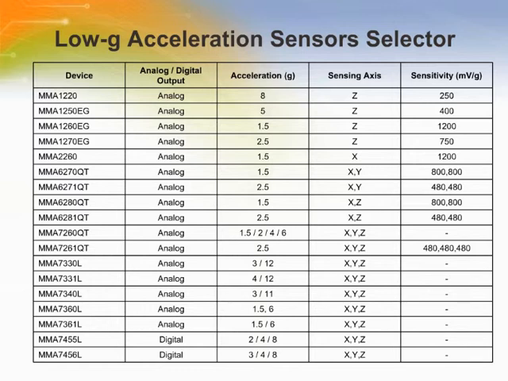Freescale's G-Select low G acceleration sensors are designed to detect on 1, 2, or 3 axes, and devices allow you to select between 1.5 G to 12 G levels of acceleration. The product portfolio includes both analog and digital I2C SPI products. The figure here lists all low G acceleration sensors.